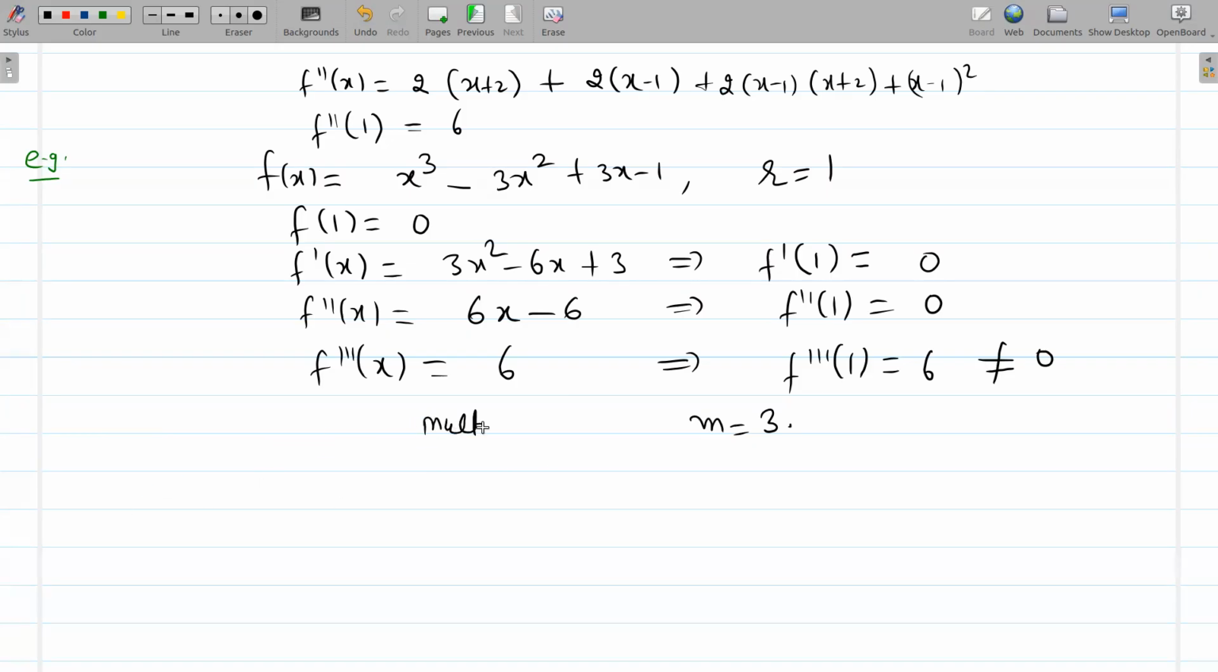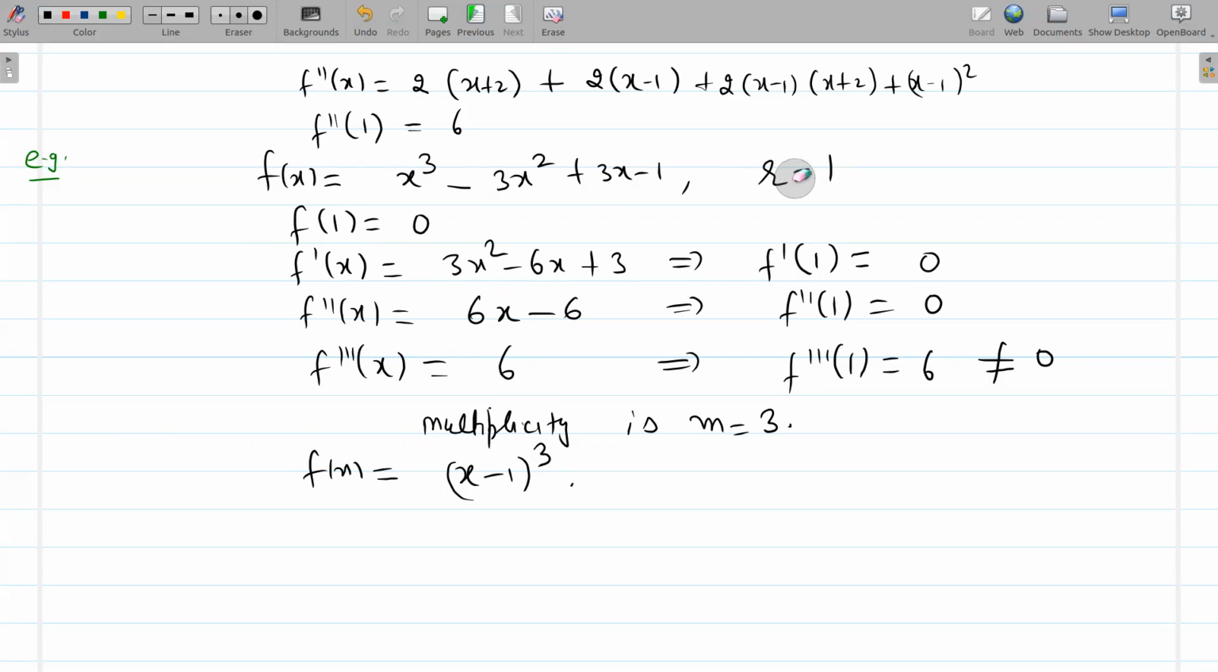Okay. So multiplicity is 3. And if you see more closely, f(x) is in fact (x minus 1) cubed. I have written its expansion. If you expand (x minus 1) cubed, you will get this one. So if you write this form, it is clearly visible that 1 is a multiple root of 3 times, but from here it is not clearly visible.